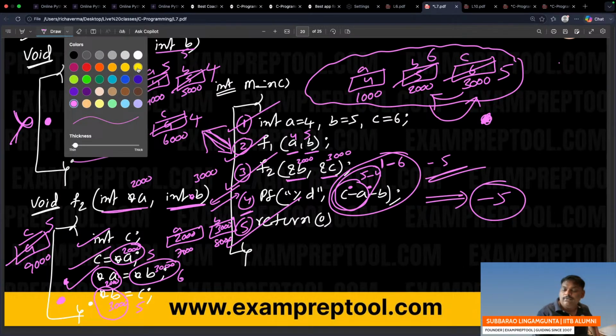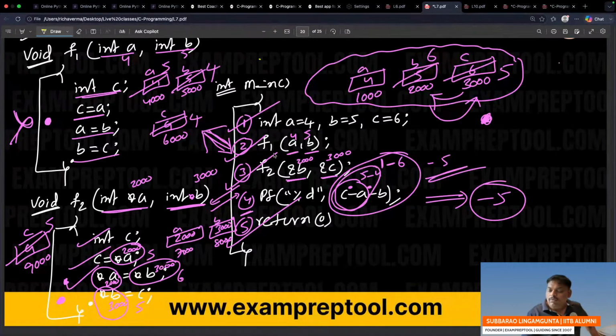Some people are asking, sir, what is this an example for? See this one. You are calling a function by passing a value. This is called call by value.